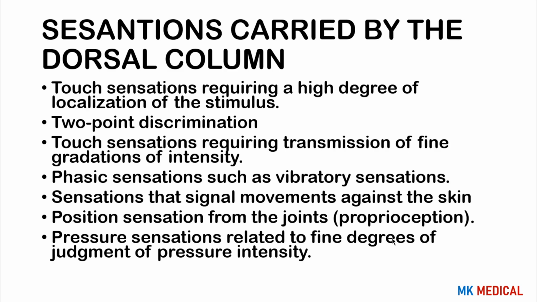So what are some of the sensations carried by the dorsal column? You have touch sensation, which requires a high degree of localization of the stimulus. You have two-point discrimination, which is the ability to differentiate two points that are close together on the skin and not perceive them as one. Then you have touch sensations requiring transmission of fine graduations of intensity, as well as phasic sensations such as vibratory sensations.